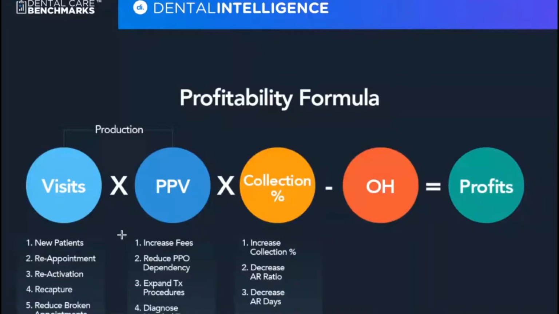As you can see, these are some instances of how to change production per visit. That's what PPV is, production per visit. We can increase our fees, you can increase the dependency on PPOs, you can expand and do more procedures. It goes on, and we'll be going over these in the future. Visits times production per visit equals your production. Visits times production per visit times collection percentage equals collections. Subtract your overhead, you get more money.